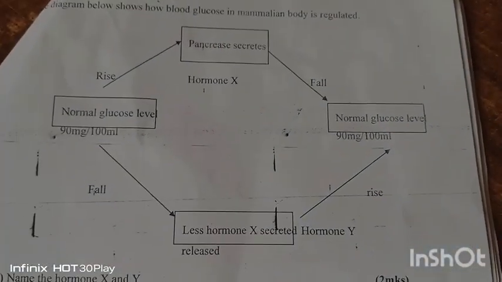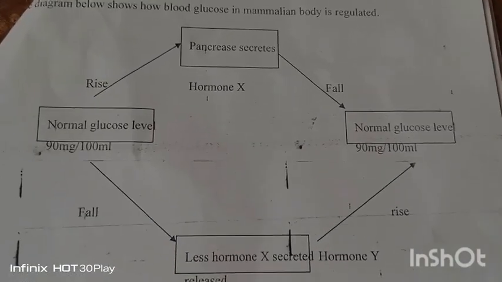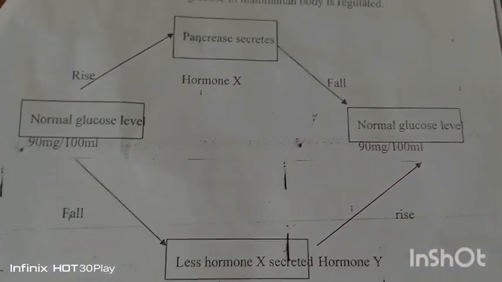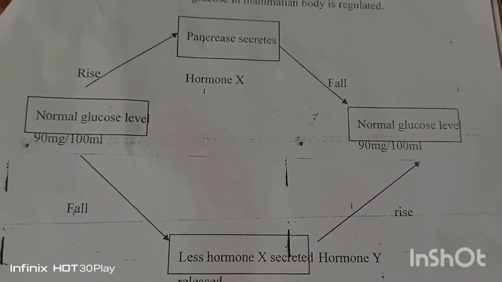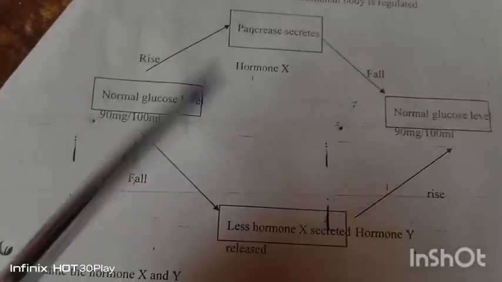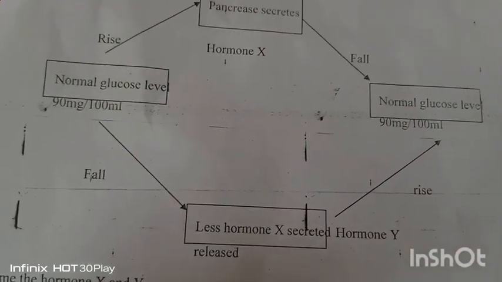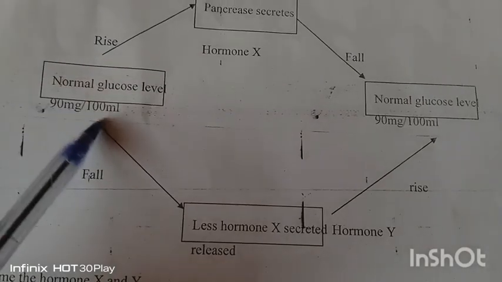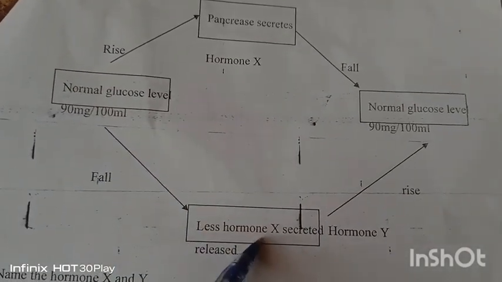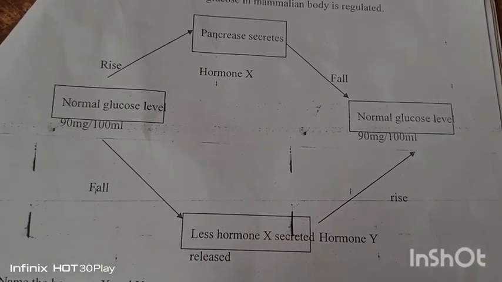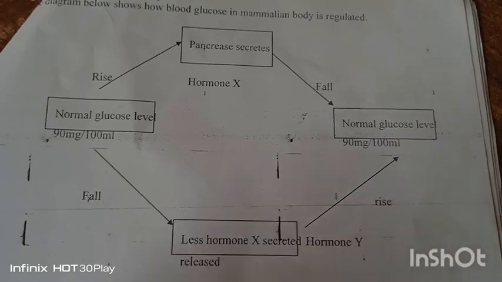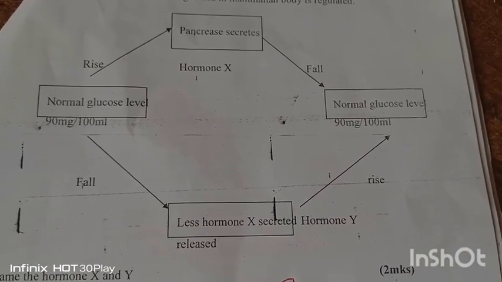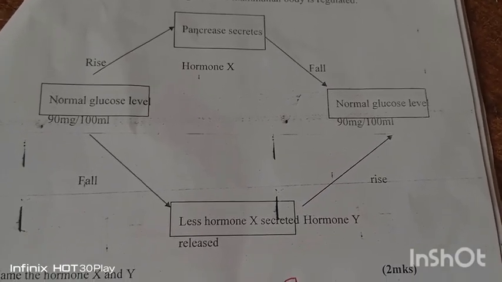Then the diagram below shows how glucose in the mammalian body is regulated. You see, when there is a rise in glucose concentration, the pancreas secretes hormone X so that the glucose concentration falls. And then when the glucose falls to normal, there is less hormone X secreted, and therefore glucose rises. So here the body is trying to regulate the amount of glucose in the blood at a given time.